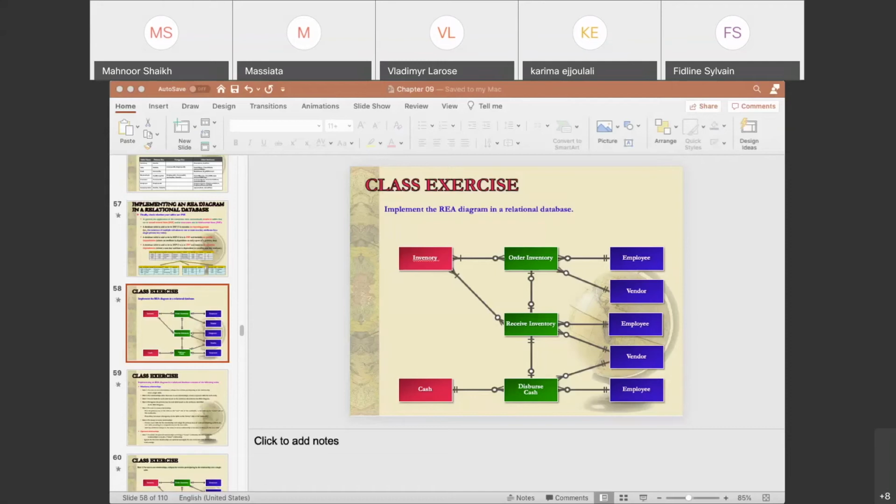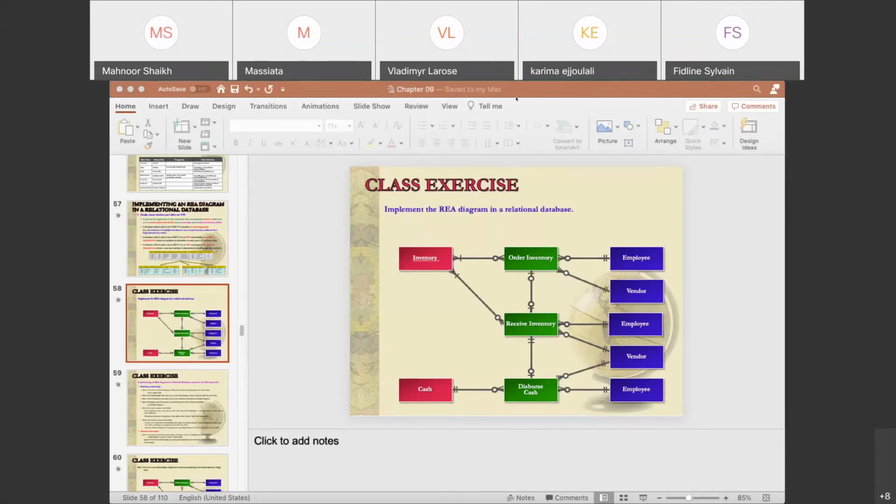Okay, so it's almost correct. There are still some little mistakes. The item number I think shouldn't be there. For order inventory? No, for order inventory, for example, the foreign keys in the order inventory table are employee number and vendor number, right? Yes, that one. And she put the item number. I don't know, is that correct?